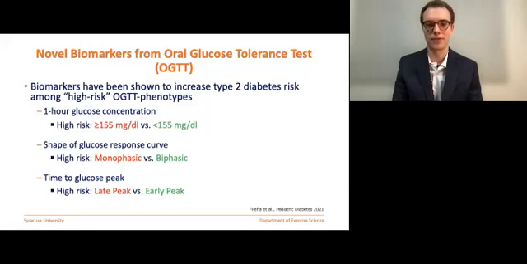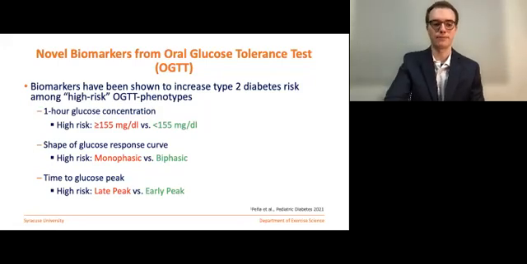The high-risk phenotype for a 1-hour glucose concentration is greater than or equal to 155 milligrams per deciliter, while the lower-risk phenotype is less than 155 milligrams per deciliter. The shape of the glucose response curve higher-risk phenotype is monophasic versus a lower-risk phenotype of biphasic. Time to glucose peak has a higher-risk phenotype of late peak versus an early peak, which is considered a lower-risk phenotype.